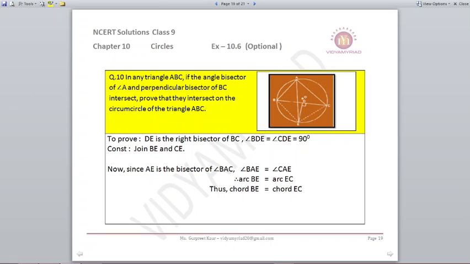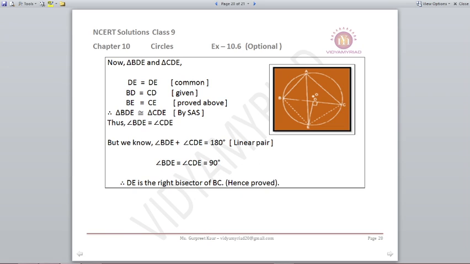So what does it mean? Their arcs will be equal, and when arcs are equal, it means the chords are also equal, which means chord BE is equal to chord CE. Now let us take both the triangles, triangle BDE and triangle CDE, the lower triangles. We know DE is common, we know BD is equal to CD, it is given to us, and we know BE is equal to CE, we have just seen above. So by SSS criteria, the triangles are congruent.